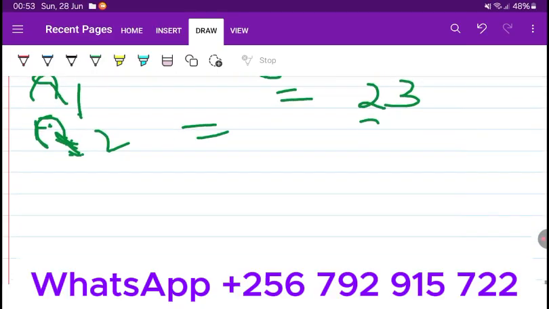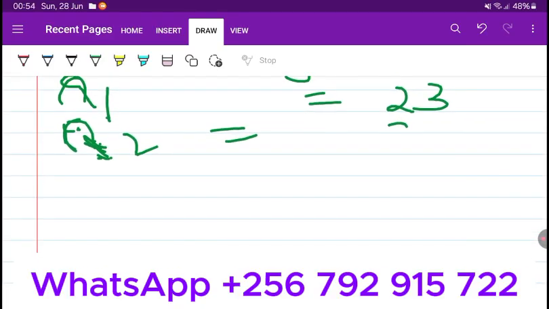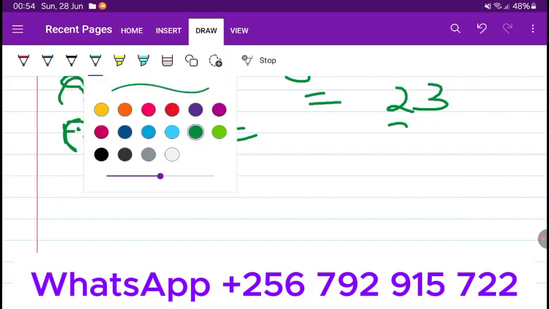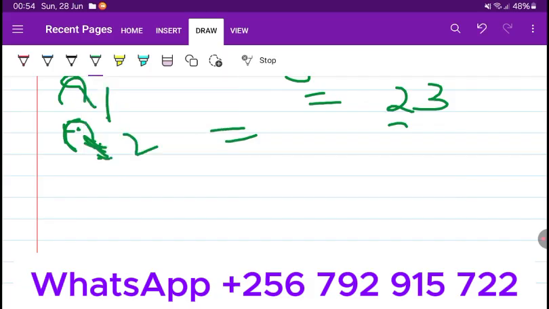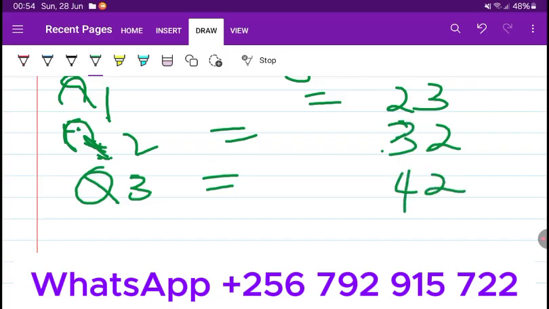So we go ahead to bring these values here. This was 32, and then our third quartile Q3 is actually 42. So once we have these values, then we can draw a box plot.